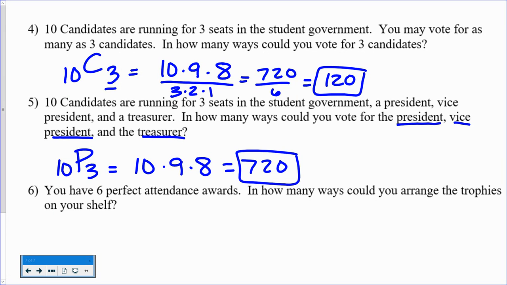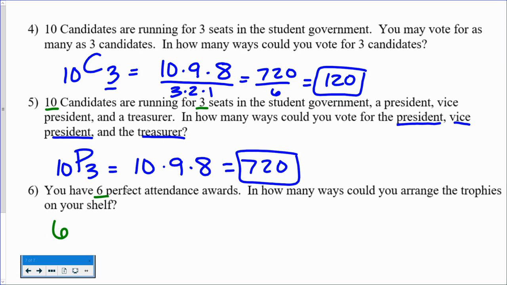Okay. Last problem number 6, you have 6 perfect attendance awards. Congratulations. And how many ways could you arrange the trophies on your shelf? Okay, so I am arranging all of them. A lot of students get confused because they typically look for 2 numbers. We got 10 and we got 3. Okay, and they see 6 and there's no other number. But we are arranging all of those trophies on our shelf. So we've got all 6, and we're going to arrange all 6.